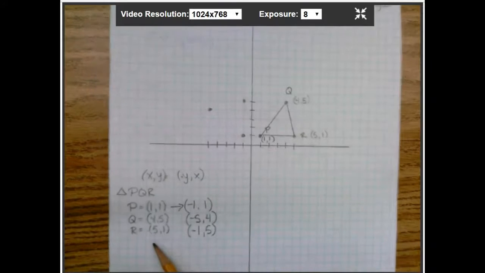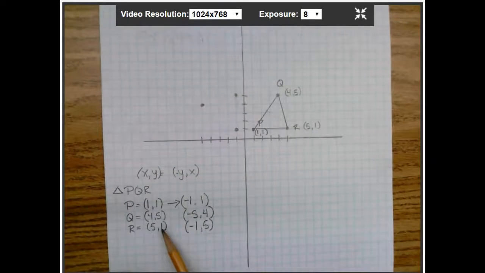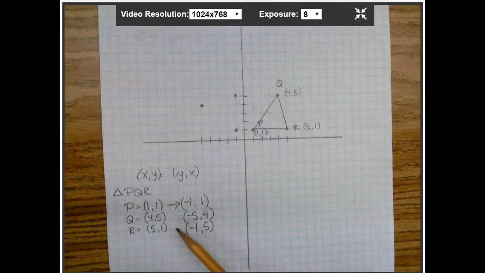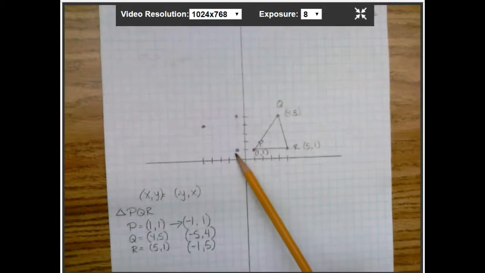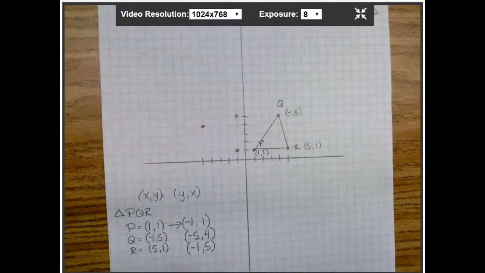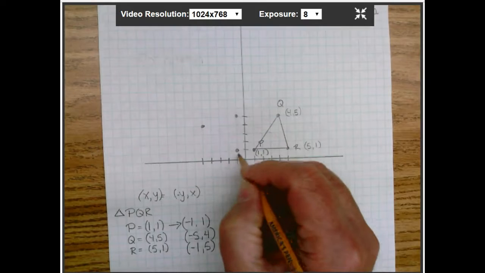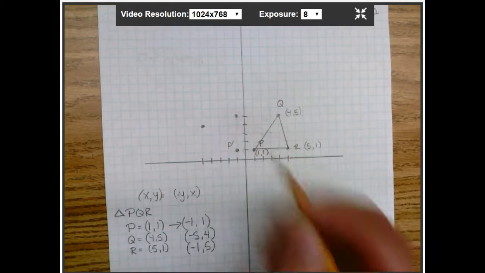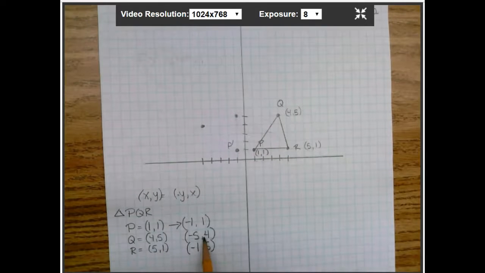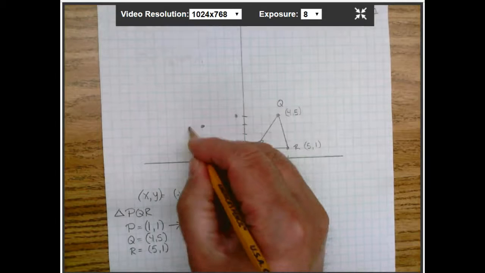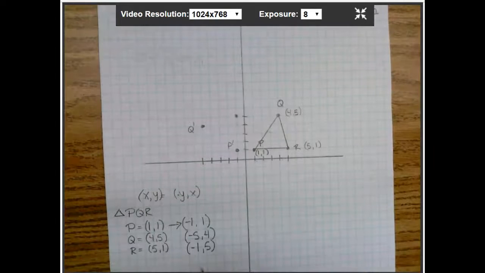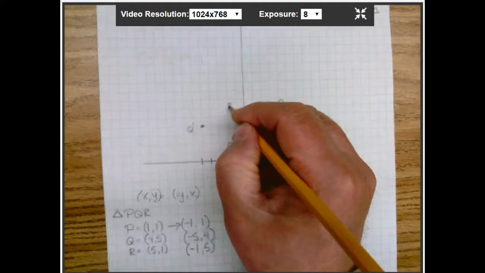Then the last one, R, it's 5 and 1. They're going to switch. You're going to have a 1 and a 5. Then you multiply the y by a negative 1. You end up with negative 1, 5. So then I put these points in here. Negative 1, 1. That's really P prime now. I'll just put that in there. And then we have Q prime, negative 5, 4. Let's put that right there. And then we have R prime, negative 1, 5. So we'll put that up there.